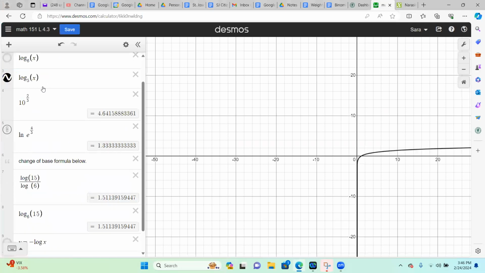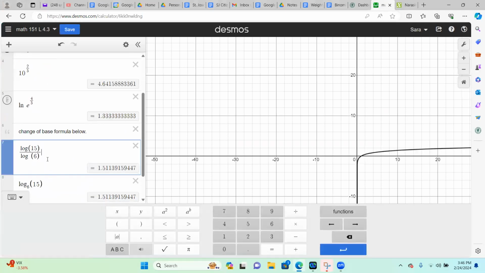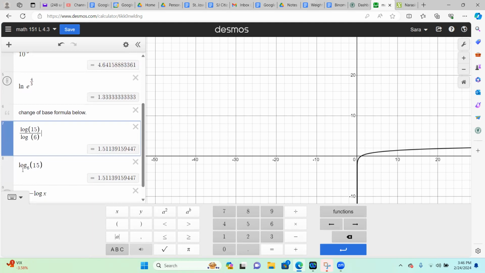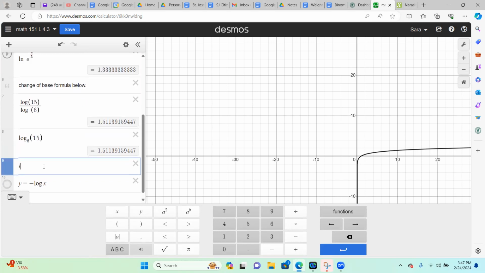Okay, so right here, log base, and when there's no base, it's assuming it's base 10. So log base 10 of 15 divided by log base 10 of 6 is 1.51139. And then if you use the log base formula in Desmos, it's log base 6 of 15.